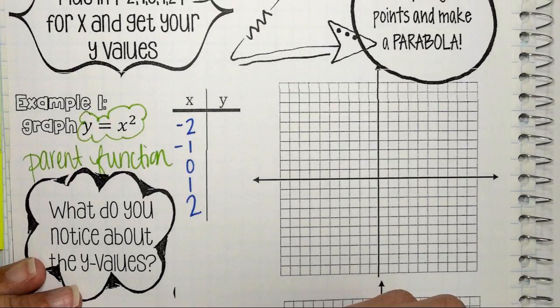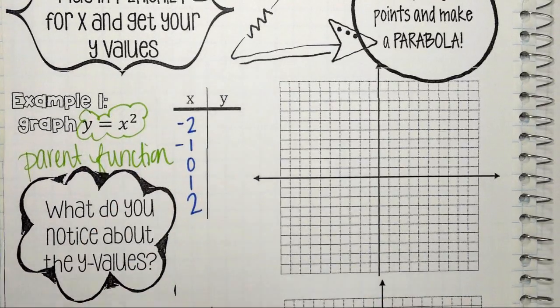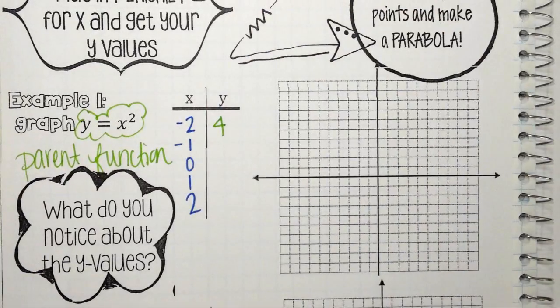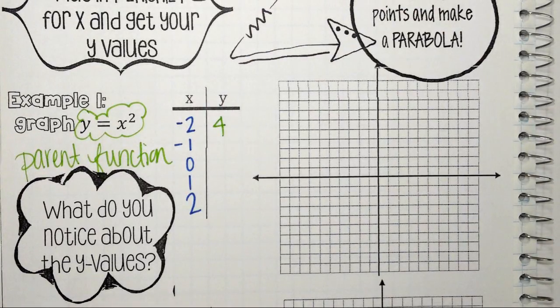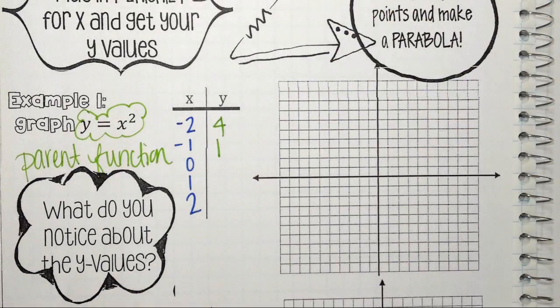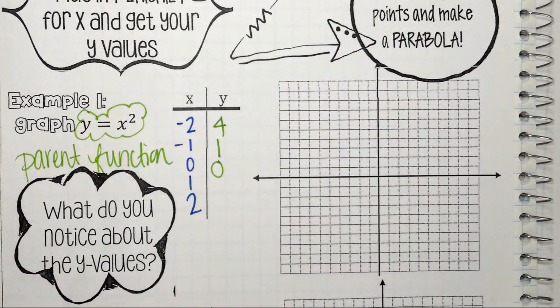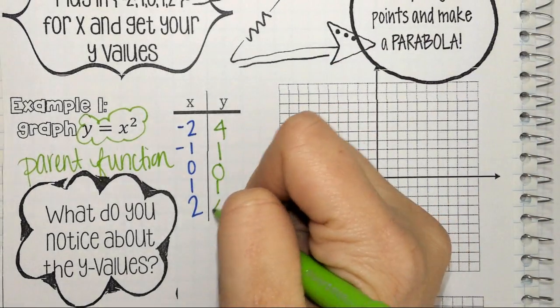You're pre-AP. Let's try again. What's -2 squared? 4. What's -1 squared? What is 0 squared? 0. What is 1 squared? 2 squared?